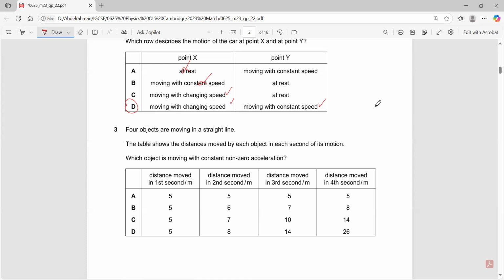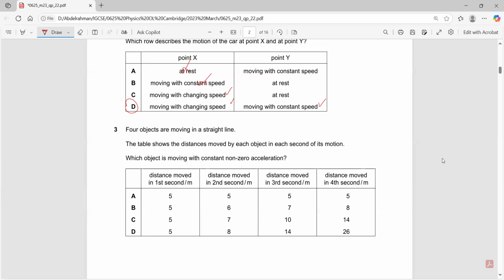This is moved by the car 5, 5, 5, 5. The car is at rest, right? Or the car is actually moving with a constant speed. This is moved in the first second 5 meters, second 5 meters, third second 5 meters. So the distance moved per second, the speed, is constant. So this is wrong. What about B?